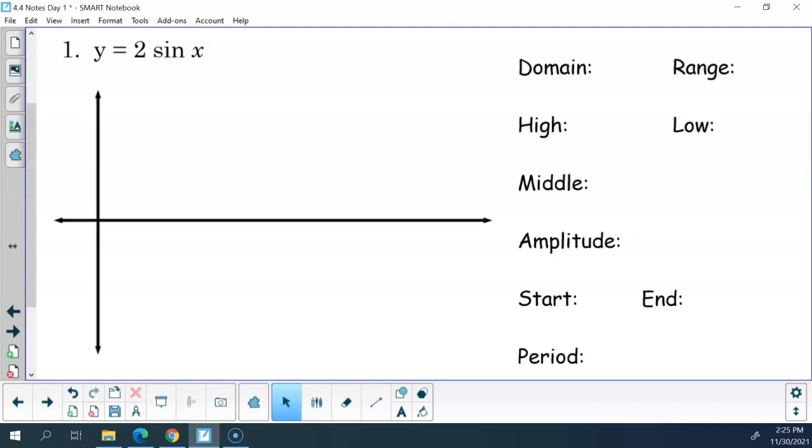What's the domain of our sine functions? All real numbers. So we can fill that one in right off the start because all of these are going to be all real numbers. The amplitude is the coefficient on the sine function. So my amplitude in this case is 2.